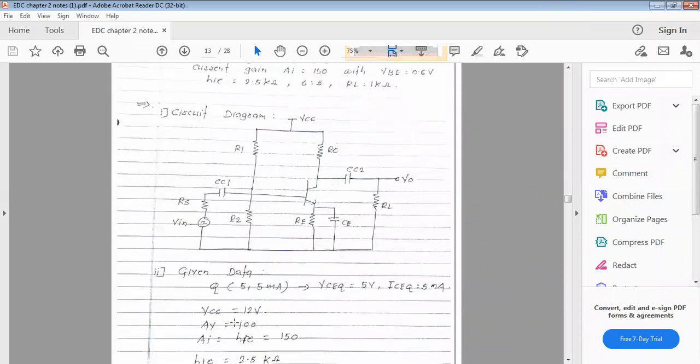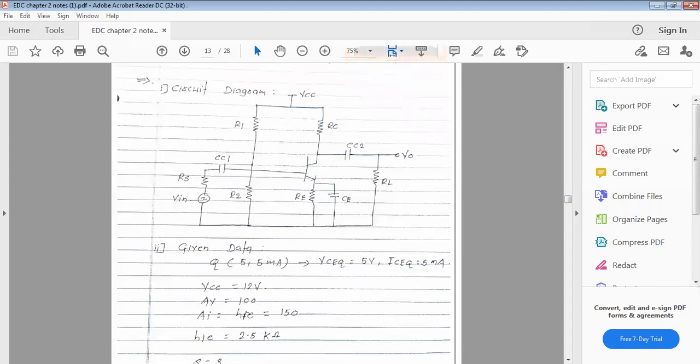Gain is always shown with the letter A. If it is a voltage gain, A suffix V. If it is a current gain, A suffix I. In the H parameter, we call it HFE also. As it is a common emitter, we call it beta also, which is 150.